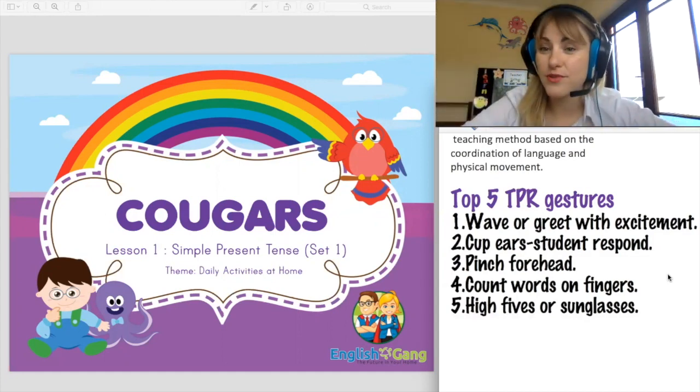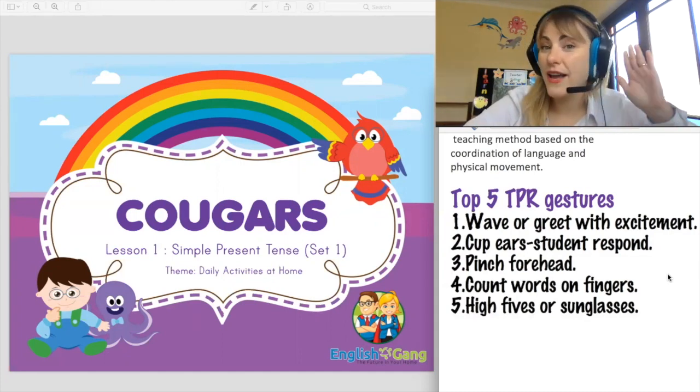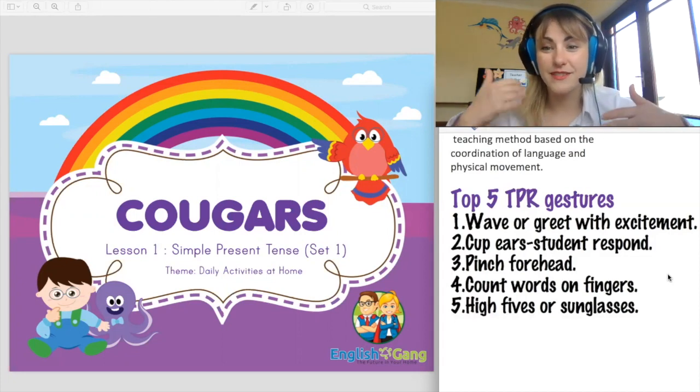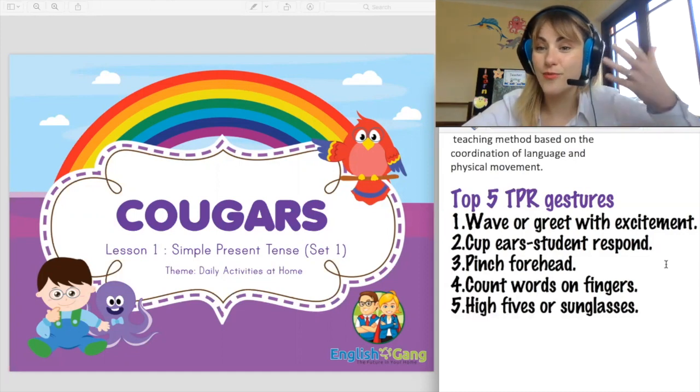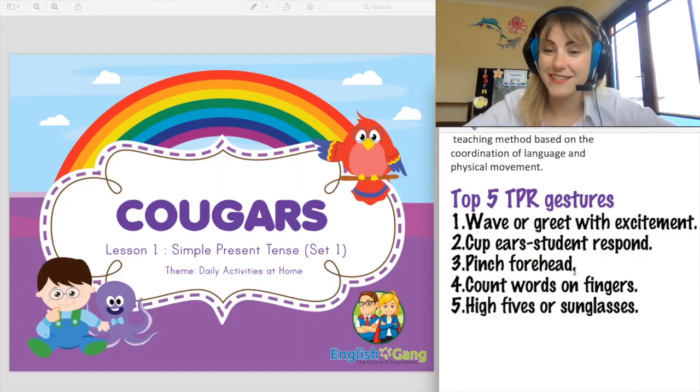Number 2, cup your ears if you want your student to respond. It's very important to allow your student to speak as much as possible and to wait for a response. I think as teachers, we sometimes speak too fast or not give enough time. So try to incorporate this method and you'll see a lot more participation in your lessons.